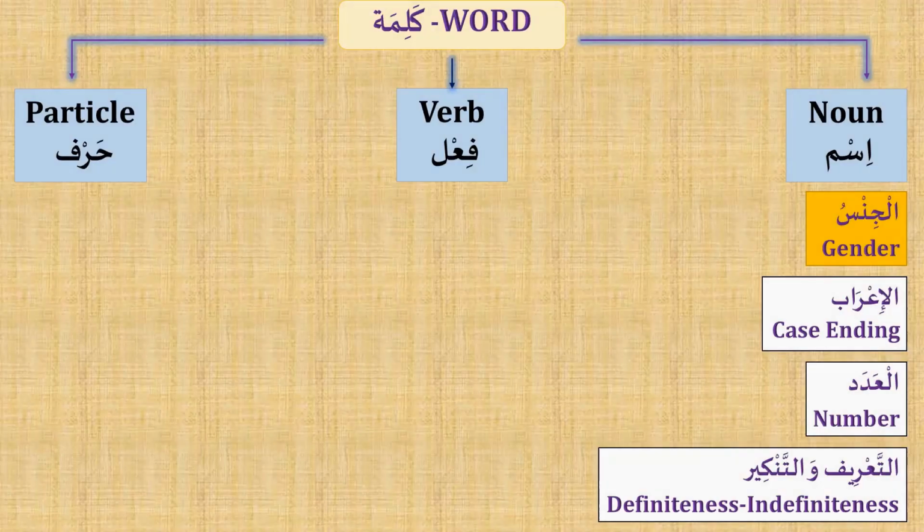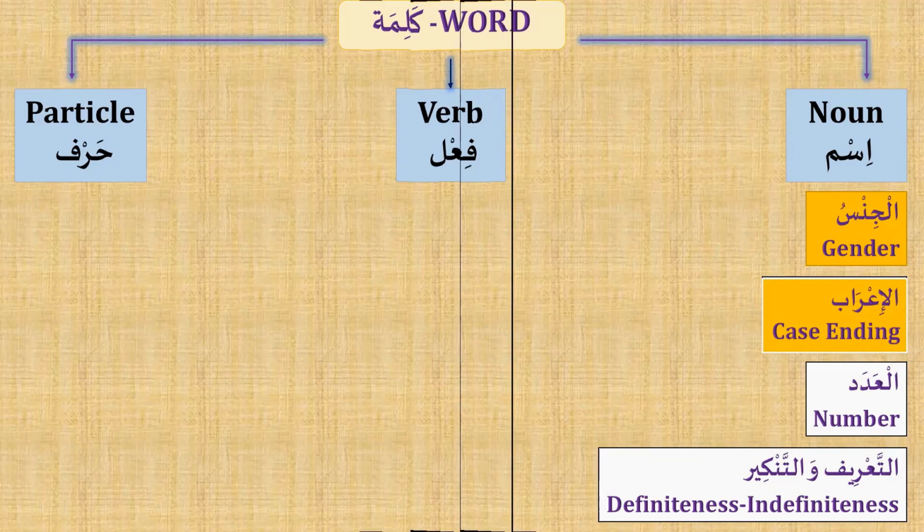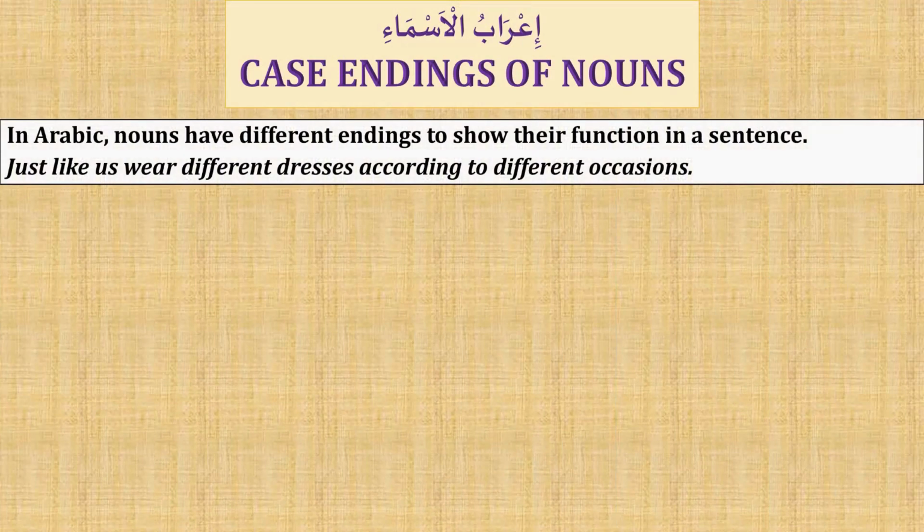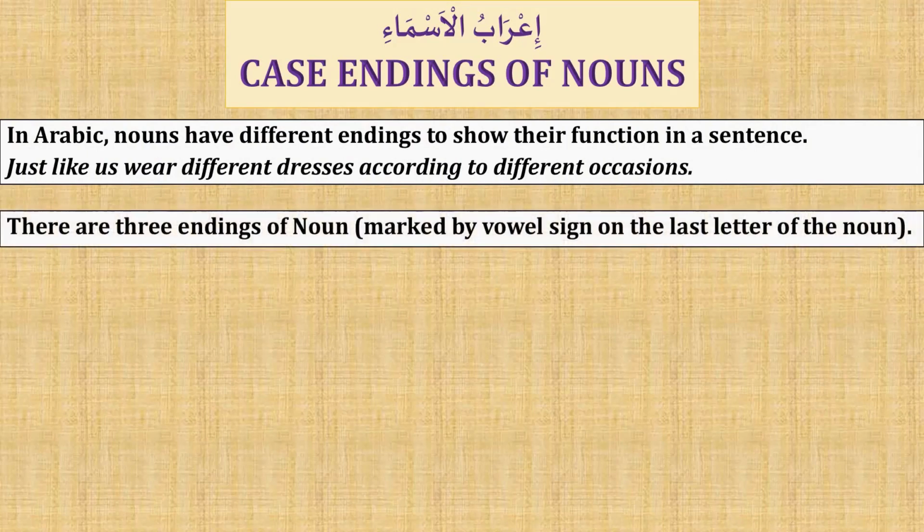And in this lesson we are going to learn Al-I'rab, case ending, inshallah. إعراب الأسماء, case endings of nouns. In Arabic, nouns have different endings to show their function in a sentence, just like us wearing different dresses according to different occasions. There are three endings of a noun marked by a vowel sign, harakat, on the last letter of the noun.